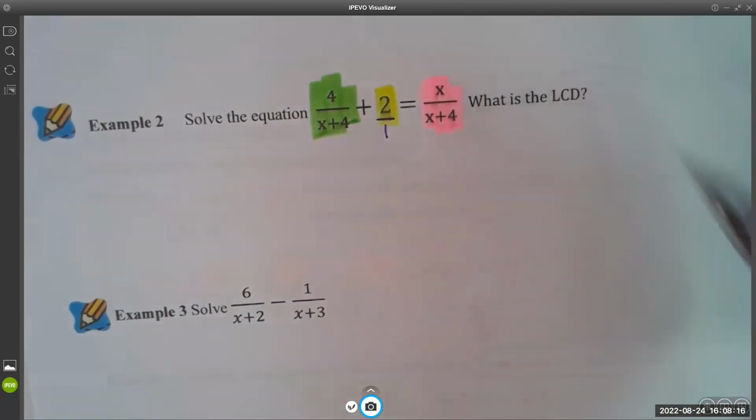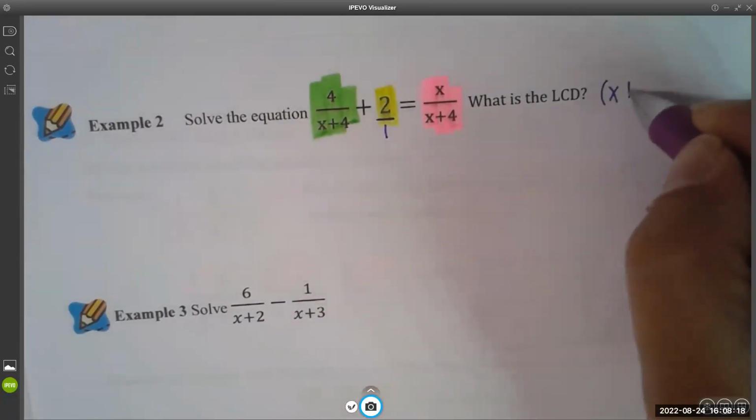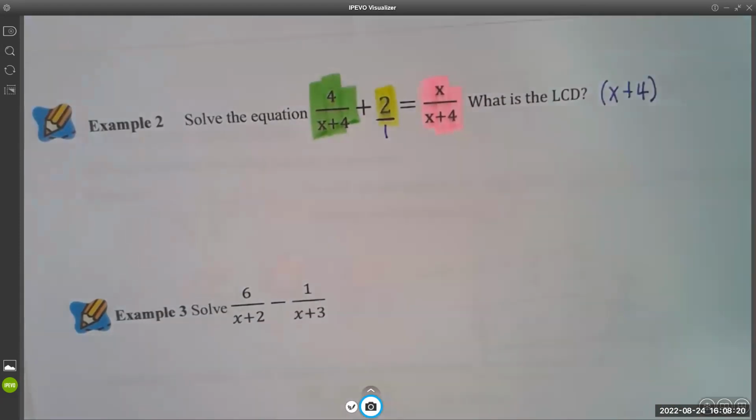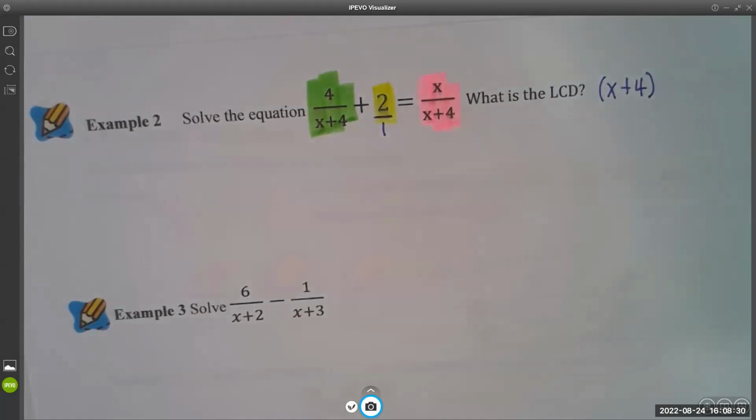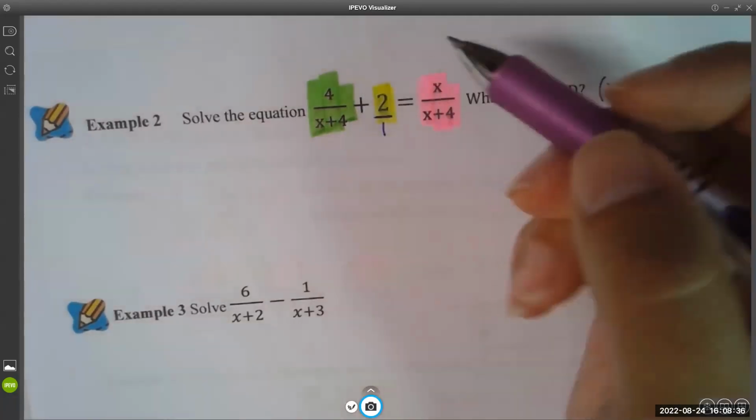X plus 4 is the common denominator. It has to be viewed as a factor x plus 4. And I'm going to multiply by x plus 4 on the top and the bottom of this fraction to make an equation that I don't have to worry about the denominators anymore.